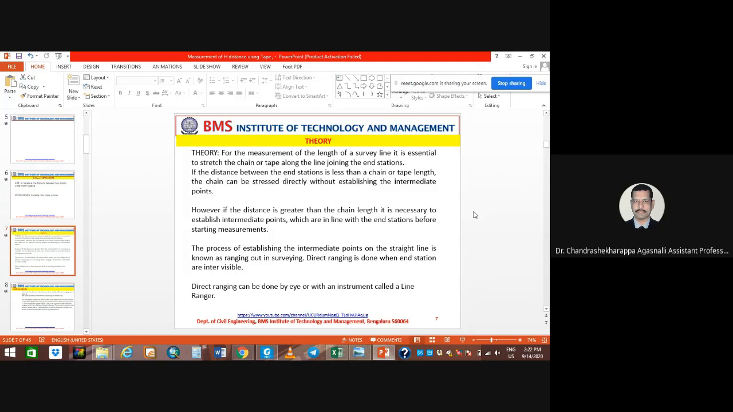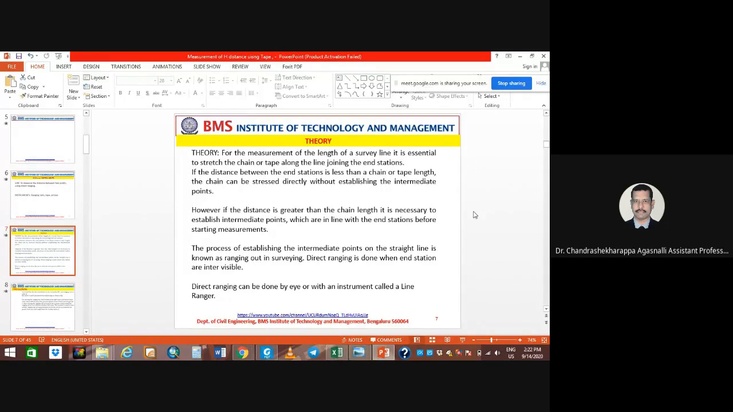For measurement of length of the survey line, it is essential to stretch the chain or tape along the line joining the two end stations. If the distance between the two stations is less than the chain length, the chain can be stretched directly without establishing any intermediate point. As I told in the last class also, if your chain or tape length is lesser than the distance between the 2 points, you have to establish other intermediate points.